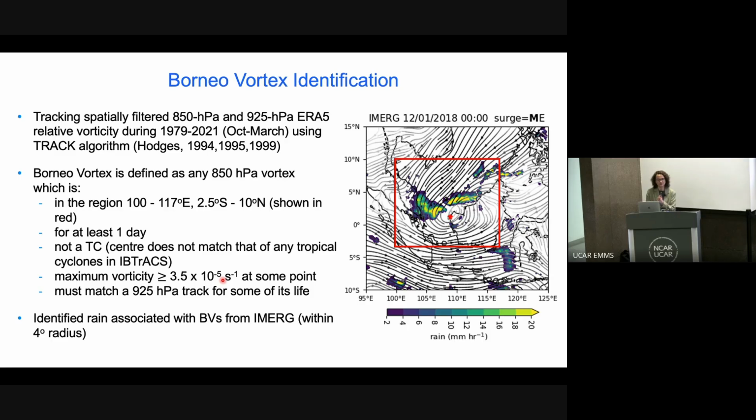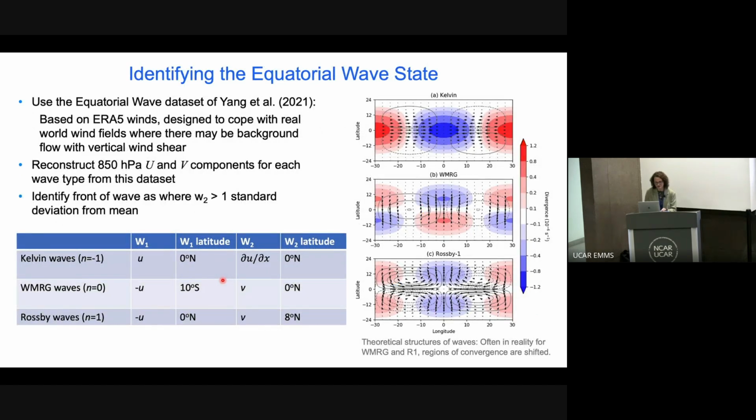Once we have the center of the vortex, we take a 4x4 degree box around it, and we look at all the GPM IMERG precipitation that is then associated with that vortex. The equatorial waves we are getting from the data set by Yang et al., also from the University of Reading. This is based on zonal and meridional wind at 850 hectopascal, and was calculated based on ERA5. And we're focusing here on the Kelvin wave, the westward moving mixed Rossby gravity wave, and the n=1 Rossby wave.